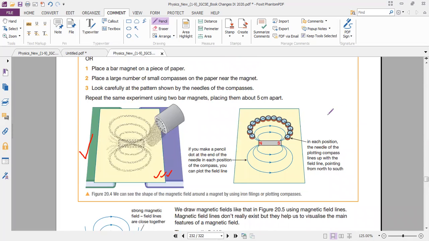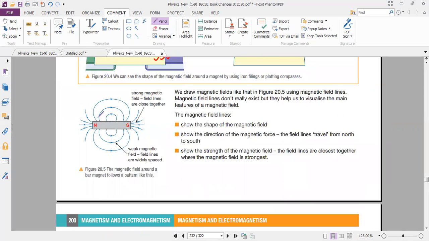So in this experiment, we again place the bar magnet on a piece of paper. We place many small compasses around the magnet, look at the direction of the pointers, and give a dot by pencil on the paper. Then we join the dots and we get the magnetic field pattern. So this is the magnetic field around a bar magnet.